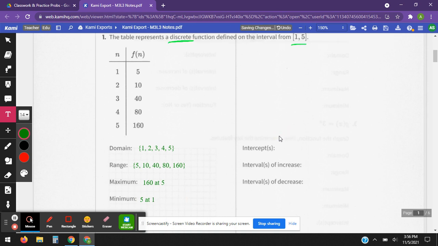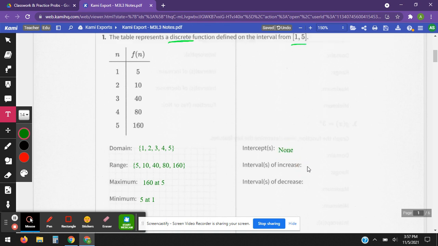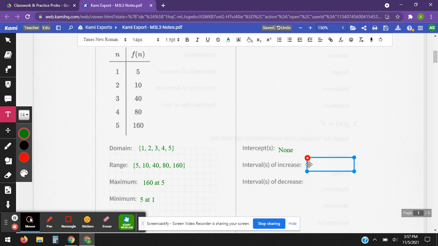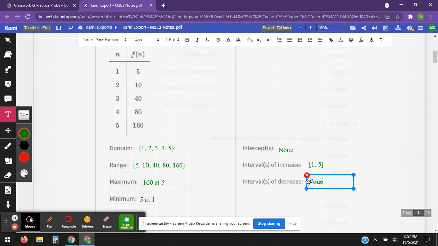My intercepts, I like to list them both. So, actually, I have none, do I? There are no zeros on any of it. So I'm going to actually just move this down and we'll put none. Intervals of increase. Well, looks like my y's are only increasing. So I want to be inclusive 1 to 5. And intervals of decrease, there are none. All right, so that's the first one. Pretty straightforward. Let's see what's next.